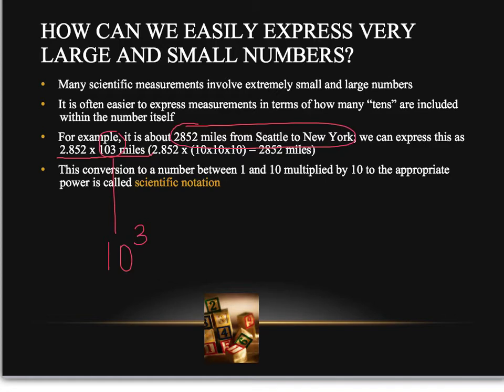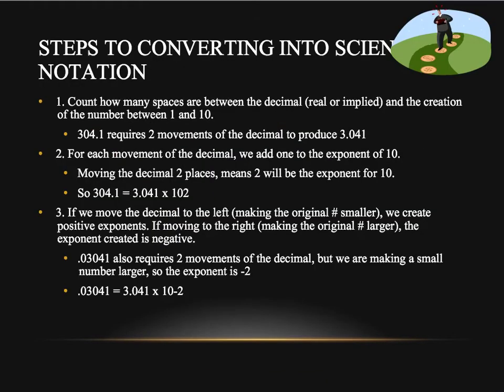For some reason, when we converted from PowerPoint to this video program, it dropped all of my exponents, so we'll fix that as we go. But we are representing that there are 3 tens, or 3 times 10 times 10 times 10, which would be 1,000 times this 2.852 miles. Generally speaking, with scientific notation, we have much larger numbers, but this is just a simple example.